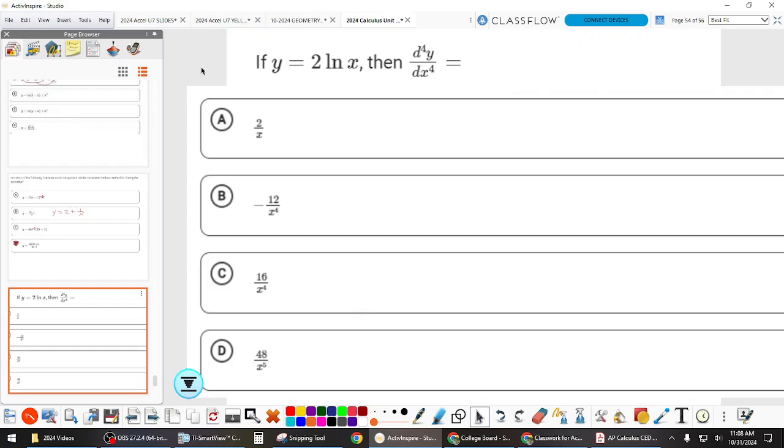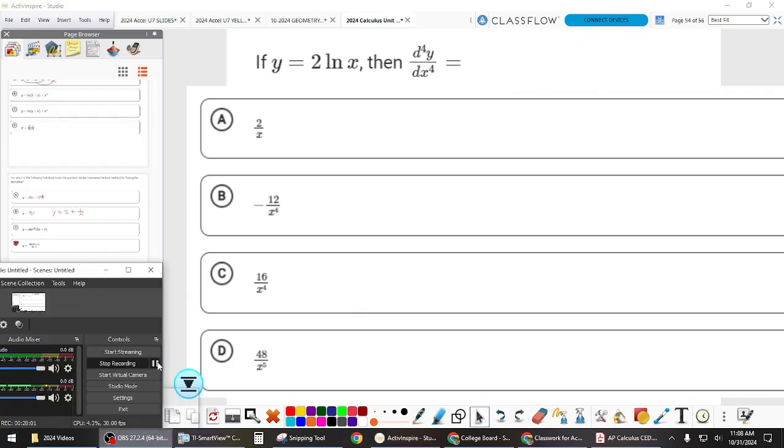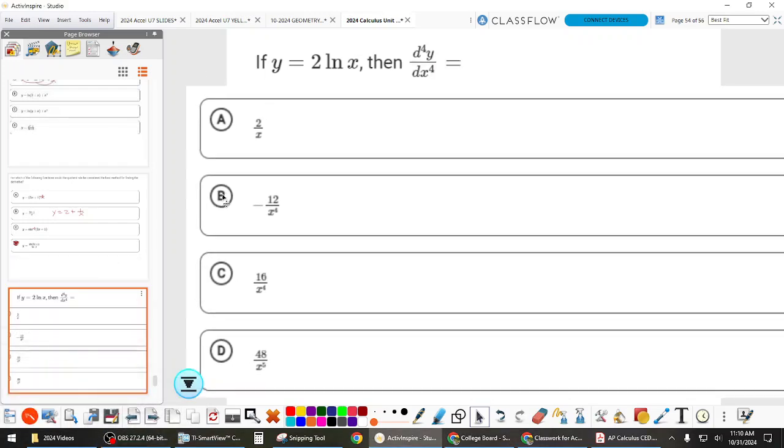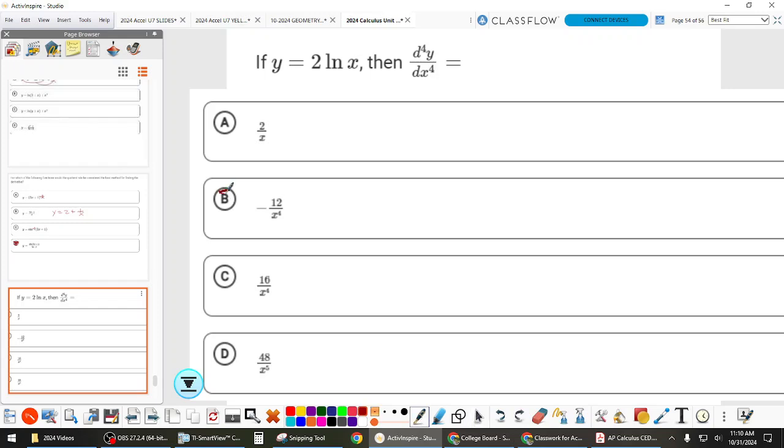Derivative of ln of x is 1 over x, right? Yeah. Yes. B? Yeah. And definitely this is easier to do as 2x to the negative 1, after your first one, I mean, and then just run it as that. So you end up with negative 12x to the negative 4. Good.